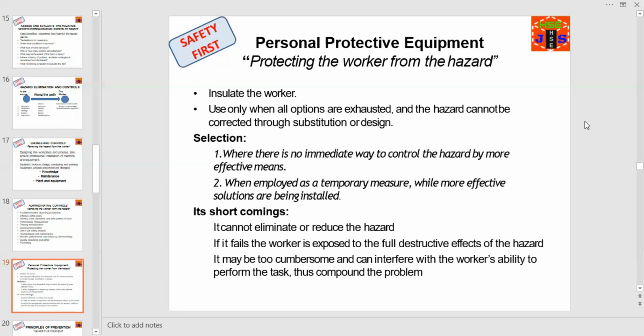The shortcomings of personal protective equipment are it cannot eliminate or reduce the hazard. If it fails, the worker is exposed to the full destructive effects of the hazard. It may be too cumbersome and can interfere with the worker's ability to perform the task, thus compounding the problem. So, the use of PPE is with limitations.